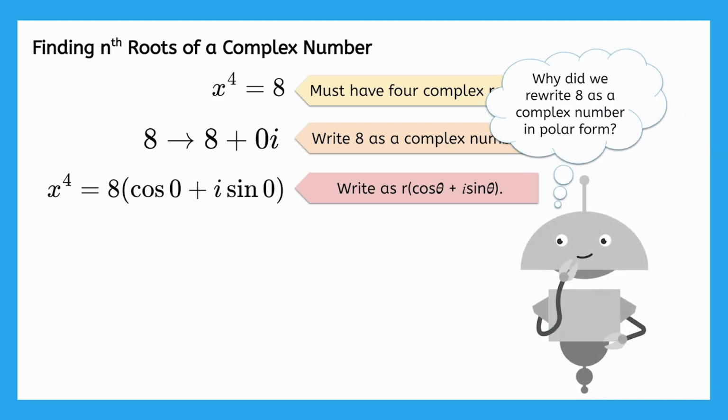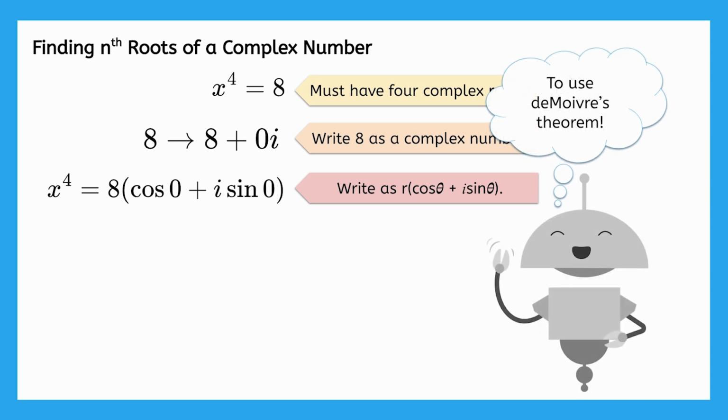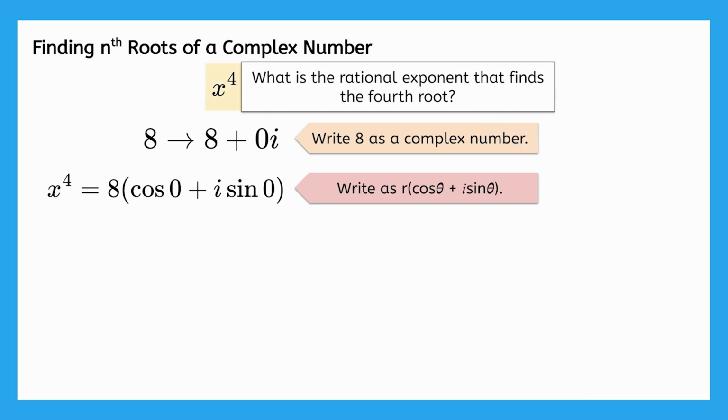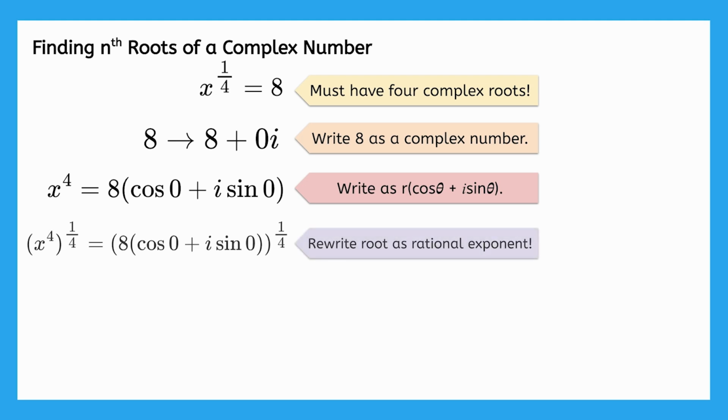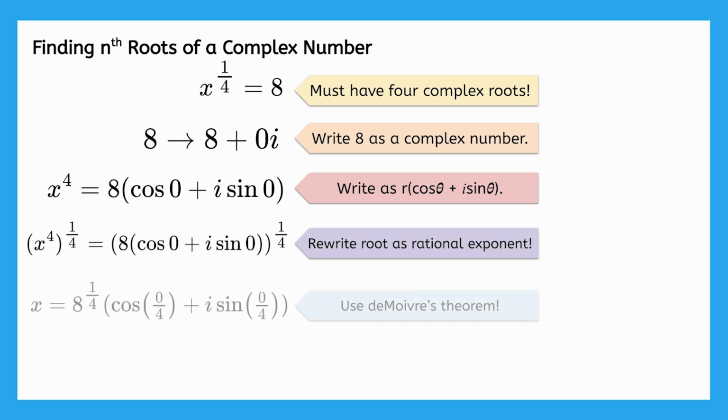Why did I do all that? Right, so that I can use de Moivre's theorem for finding the power of a complex number. If I'm taking the fourth root of a number, what is the rational exponent I would use? I would use 1 over 4. So I raise both sides of this equation to the 1/4 power. Now, apply de Moivre's theorem, and I get x equals 8 to the 1/4 times cosine 0 over 4 plus i sine 0 over 4.